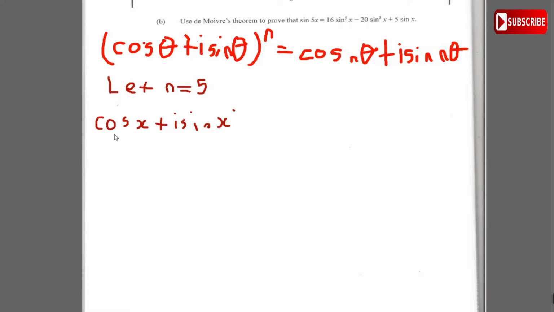All of this is now going to be equal to, remember, n is now 5. So since n is now 5, it's going to be equal to cos 5x plus i sine 5x. You're going to get cos 5x plus i sine 5x. That's what we're going to get. Nice.